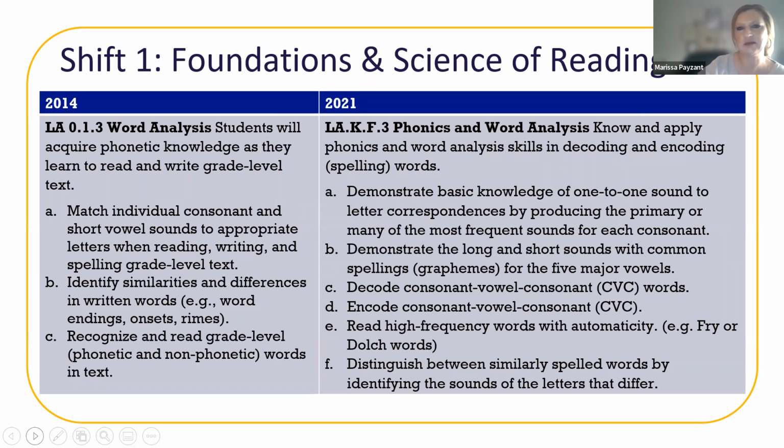Okay, another example with word analysis between 14 and 21. Again, you can see there are more indicators. They're more detailed. They just are a little bit more explicit in terms of guiding instruction and what we want students to be able to master.